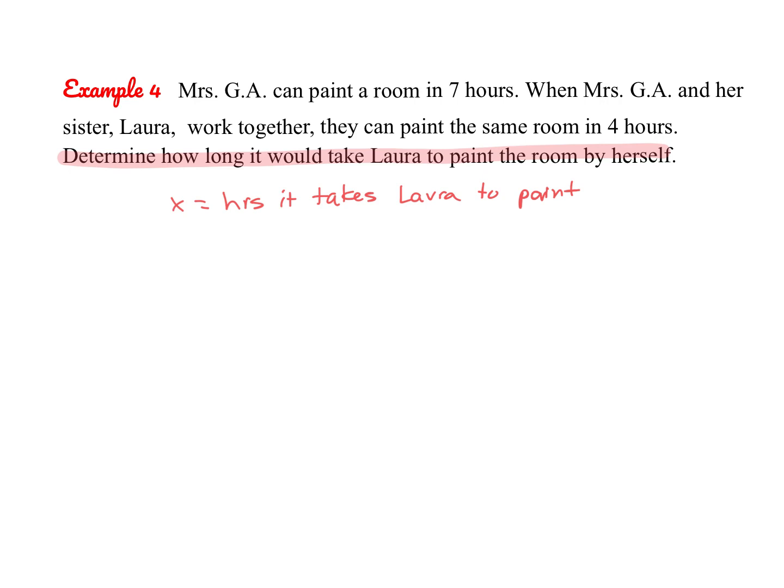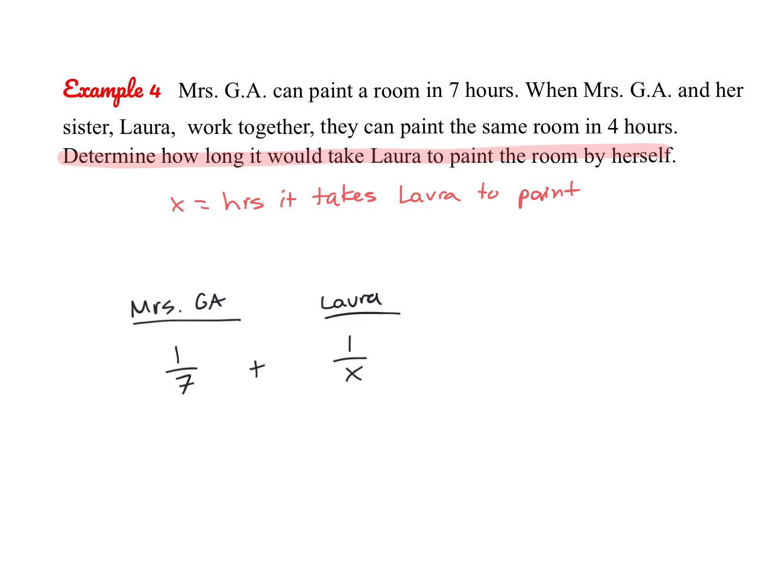So there's a few different ways we can set up these types of problems. I like to think of these problems in terms of how much of the job can they complete in 1 hour. So if you ask yourself, how much of the job will Mrs. GA complete in 1 hour? Well, if it takes her 7 hours to complete the job, in 1 hour, she's finished 1/7 of the job, okay? And then we're going to add that to the time it takes Laura. So if it takes Laura x hours to paint the room, in 1 hour, she's finished 1/x of the job.